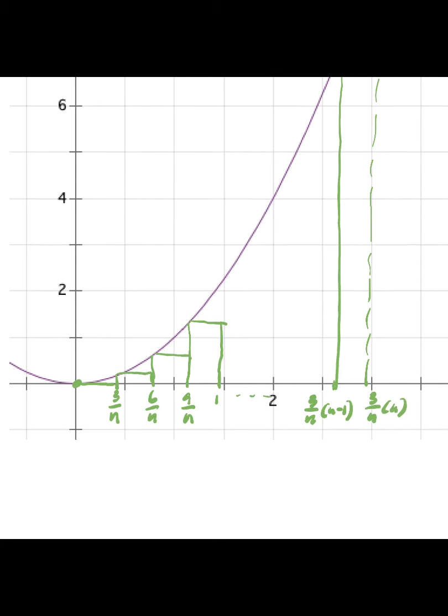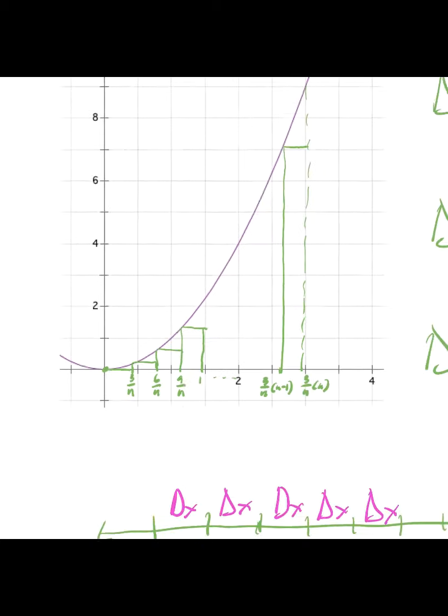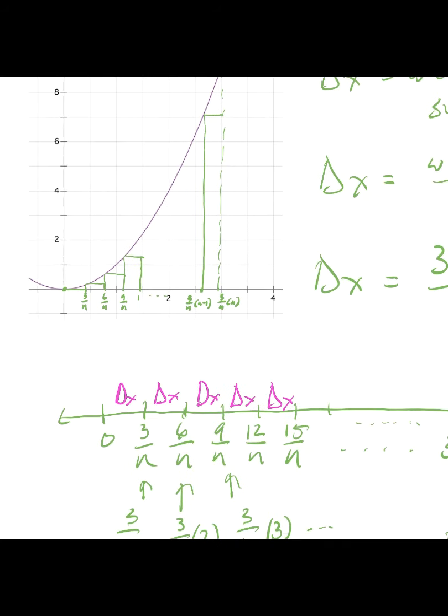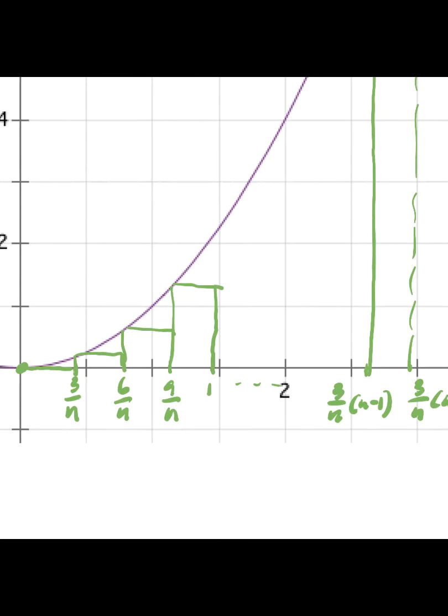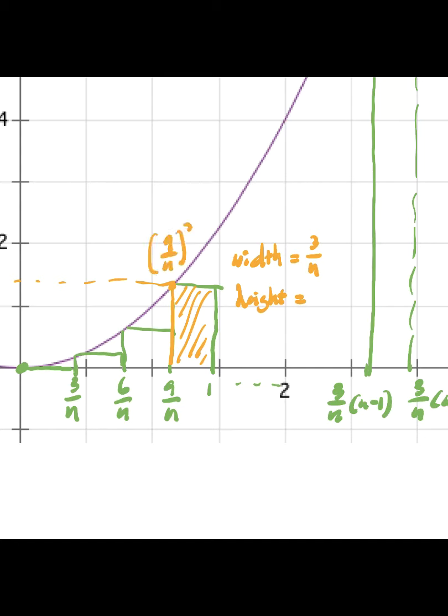Okay, so now can we generalize what's happening here in terms of these areas? Let's just focus in up here on a few of these rectangles. So on this rectangle right here in orange, what's the width? Well, the width is delta x, it's 3 over n. What's the height? Well, the height is this distance right here. This distance is the output of the function at 9 over n. So this height is 9 over n squared.